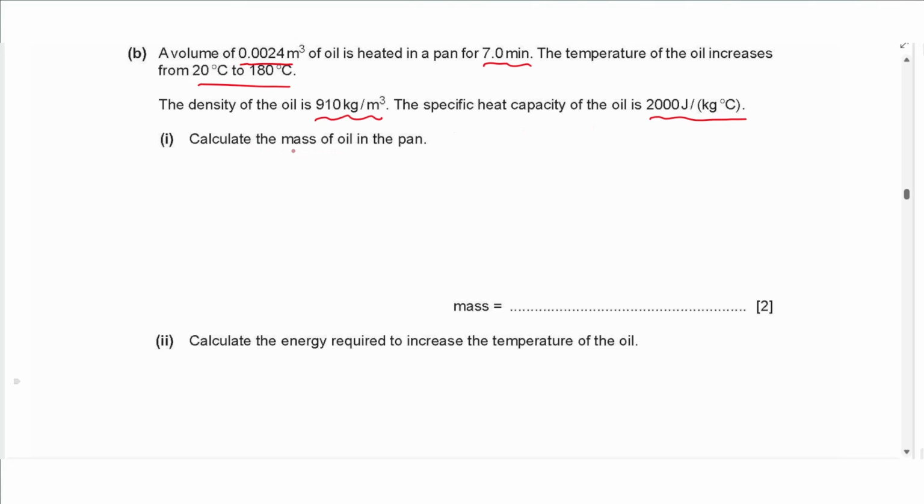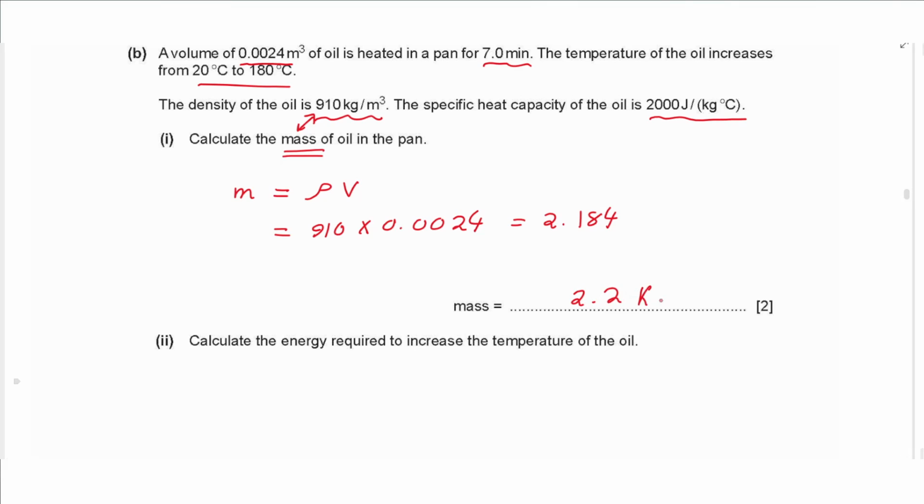Calculate the mass. So the thing that is directly related to mass is density. So calculate the mass by multiplying density by volume. Here we have 910 and the volume was 0.0024. That gives an answer of 2.184 kilograms, which we can approximate to two significant figures since the numbers in the question are two significant figures. So it's approximately 2.2 kilograms.